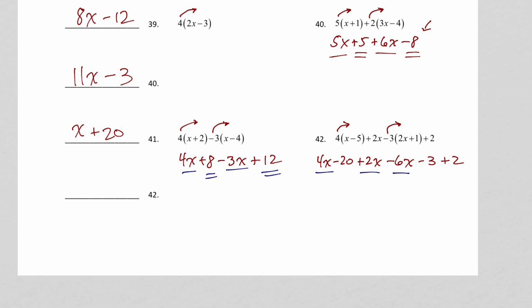Then we'll look at the numbers. We have negative 20. That adds up to negative 23. And negative 23 and a positive 2 give us a negative 21. And that's it.